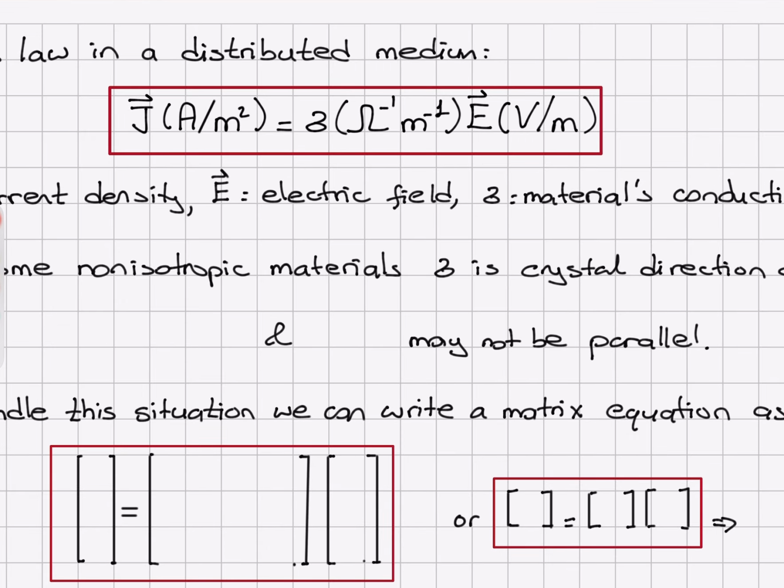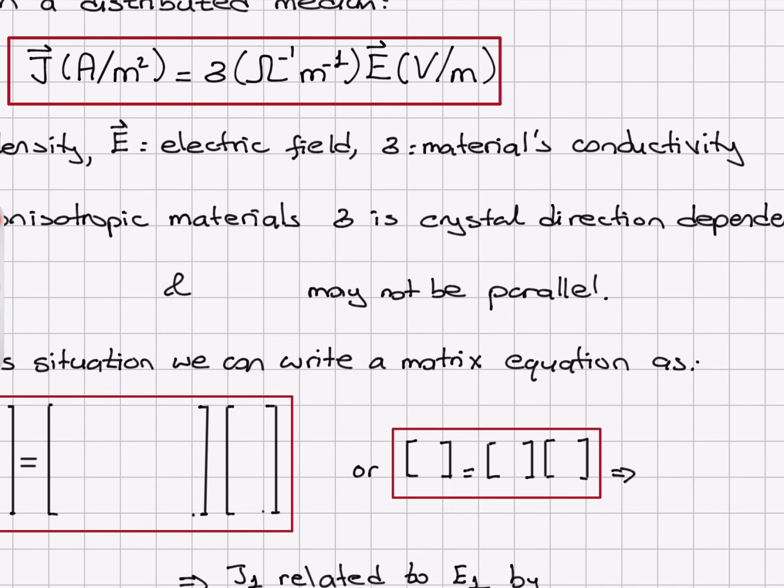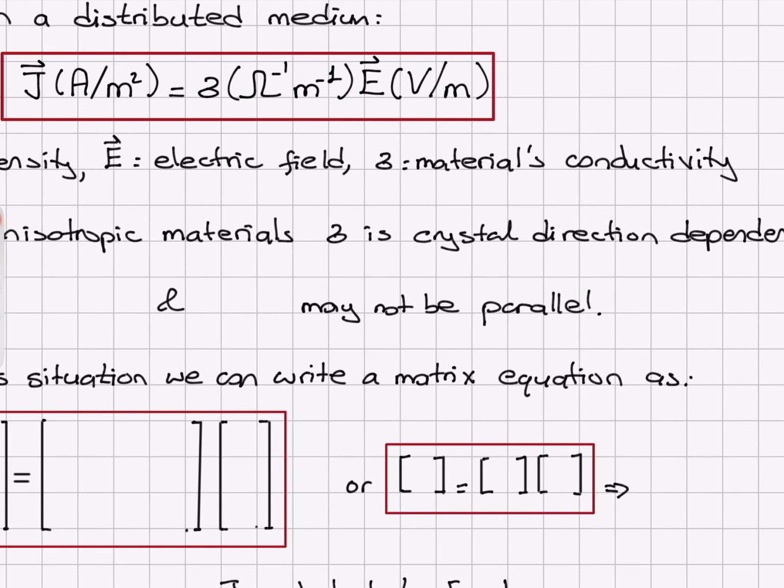So this equation seems to suggest that there will be a current flow that is going to be in the same direction as the applied electric field with a proportionality constant sigma. So they will be parallel to each other. However, we find that in some non-isotropic materials, sigma is crystal direction dependent. So we may apply an electric field in a certain direction. The resulting current density, for example, could be perpendicular to it instead of parallel. So these two quantities, two vectors, J, current density, and electric field, they may not be parallel.